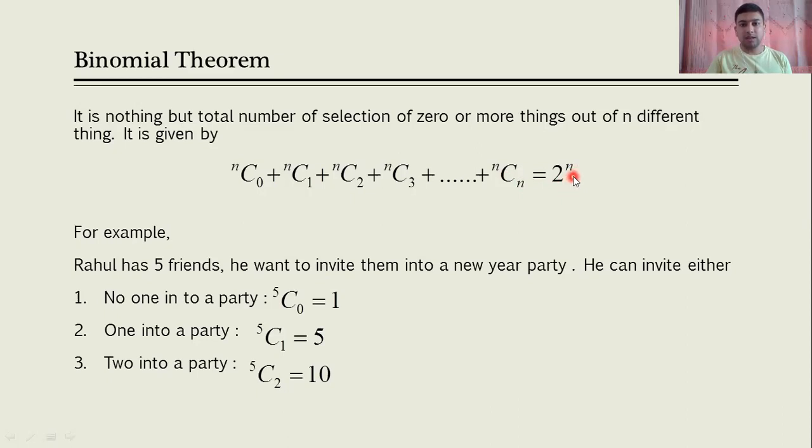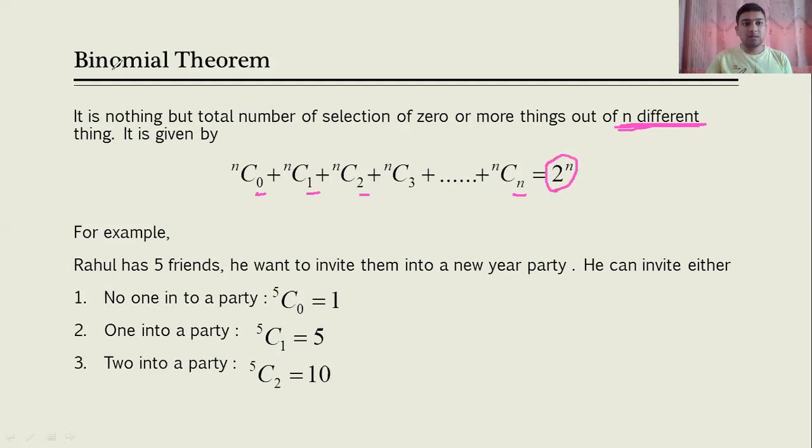What is n? n is the number of different things. So if you observe, in the first case, r is equal to 0. Here r is equal to 1. r is equal to 2 here. Likewise, in the last case, r is equal to n. That means we are selecting either 0 or more things out of n different things, so the value of that will be 2 to the power n.